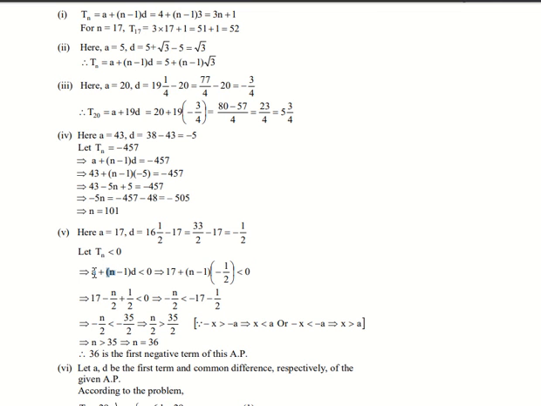Because this is the general term, how you write APs, and you have to find which n is basically the term which is less than 0. So a is given here to be 17, d is the consecutive terms difference, that's minus 1 by 2. Put it here, and when you solve it, n should be greater than 35. Why? Because we have this inequality, and when you solve it, n is greater than 35, then the next number we take would be 36. So 36 is the first negative term of this AP.